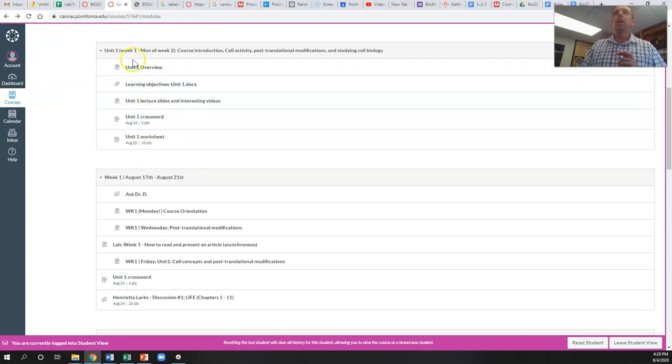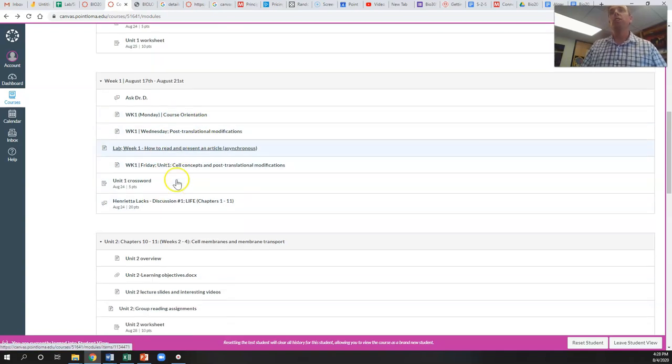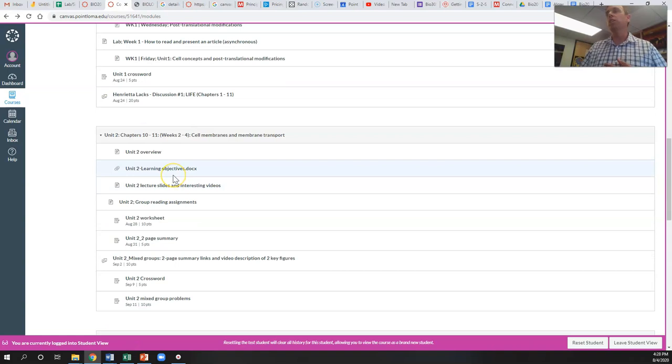Each unit has the information you need for that unit directly, and then everything is also week by week. So you'll see the course orientation, what we're doing each day, and on here is where I will also put synchronous versus asynchronous. So you'll see that along the way, in addition to the course schedule that you have.